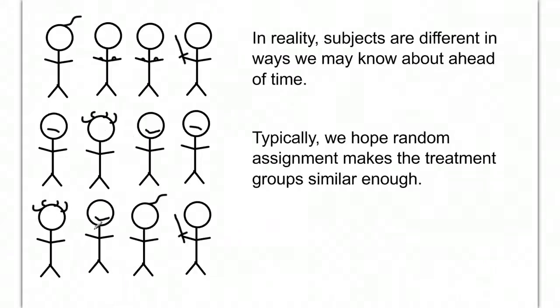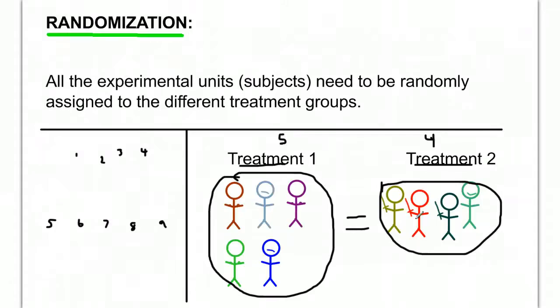However, in reality, there are lots of things that make our different subjects different, and some that we know about ahead of time and some that we may not. We hope that random assignment is going to make the treatment groups similar enough. That's something we had talked about much earlier, that if we randomly mix people into different groups, we hope that will make the two groups, or however many groups we have, as similar as possible.